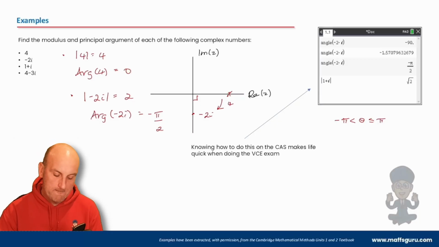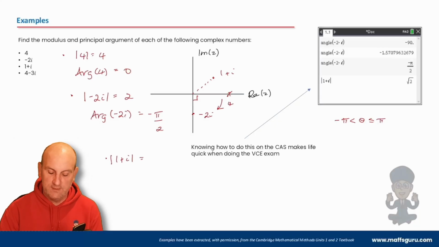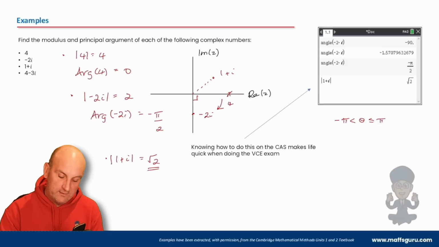All right, 1 plus i. That's going to be this one here. So there's 1 plus i there, and we want the distance. Firstly, our modulus of 1 plus i is going to be the square root of 1 squared plus 1 squared, which gives me root 2. So the distance there is root 2, and again, it's 1 squared plus 1 squared square rooted.